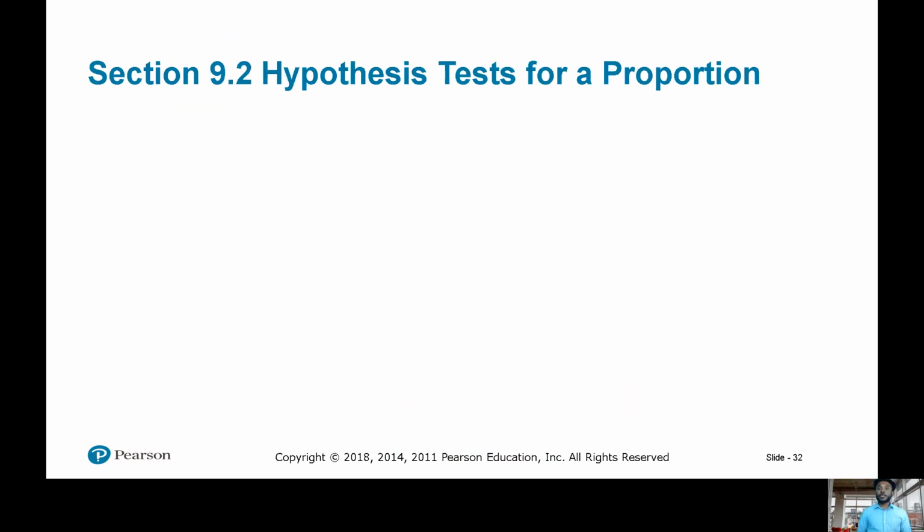So hypothesis test for a proportion. So far, we've looked at hypothesis test for a mean when sigma is known and when sigma is unknown. Remember, for proportion, we are always only going to compute what? A z statistic. There's no t statistic in proportion, always z. So for proportion, we go the z way, not t.